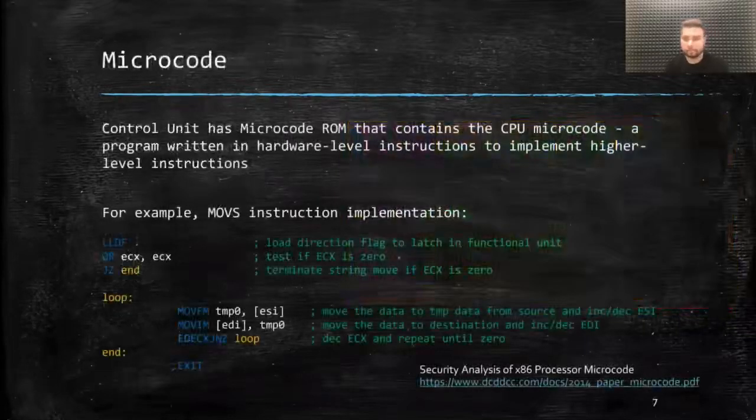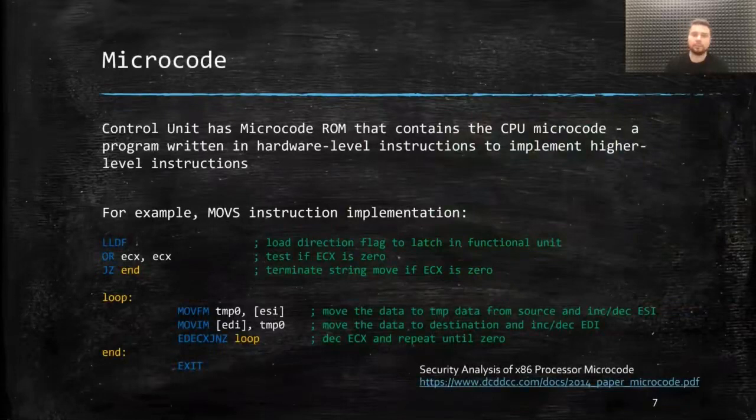Each CPU core has read-only memory containing the CPU microcode, which is programmed while manufacturing the device. And this is our first root of trust. The control unit, after each powering on, loads this microcode into a faster and writable memory called the control store. Some sources call it patch RAM.